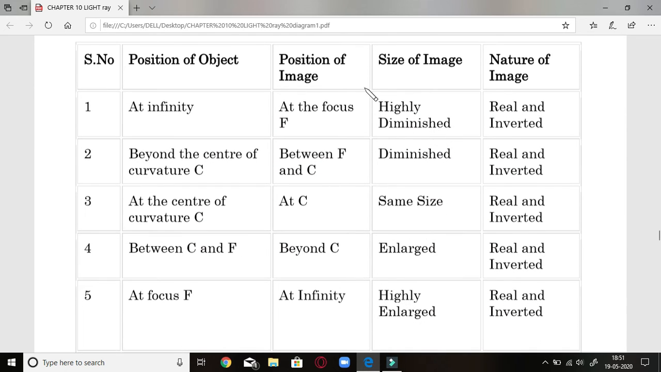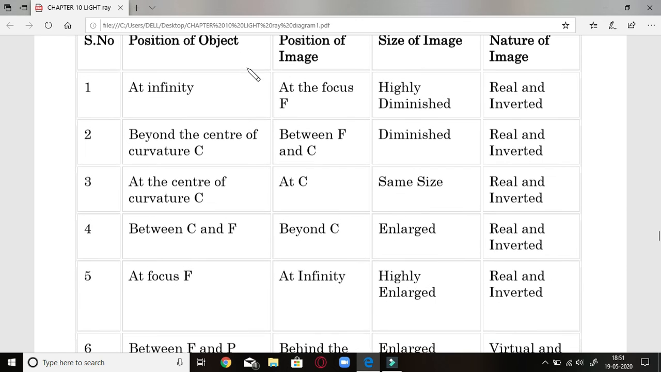First is the position of the object, then the position of the image, size of the image, and nature of the image. We have kept the object at infinity, beyond C, at C, between C and F, at F, and between F and P. These are the 6 points which we have selected.